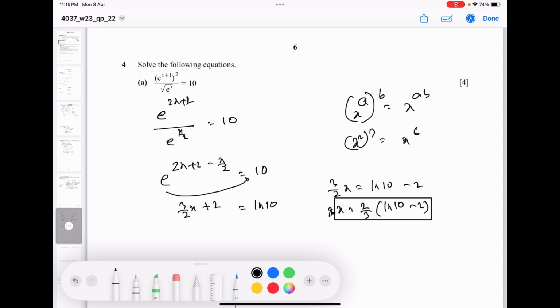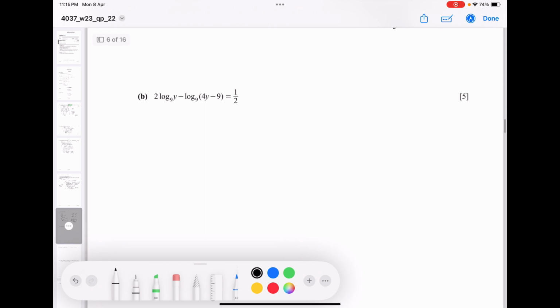We can write it in this form, and otherwise if we use a calculator and type all these things in directly, maybe the answer will be 0.202. Okay, fine. This is question B. The first one was ln, and the second one is log.